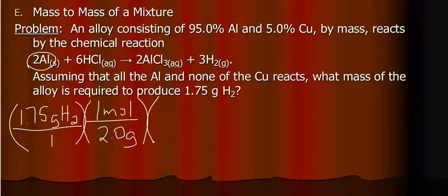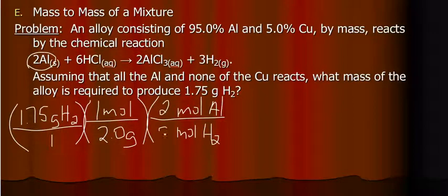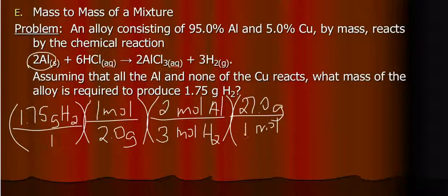Now once I get to moles of hydrogen, go back to the balanced chemical equation. I want to go from hydrogen back to, in this case, aluminum, because aluminum is the only thing that reacts in this alloy. So there's 2 moles of aluminum for every 3 moles of hydrogen. I'm going to go ahead and go to mass. So moles to grams. Periodic table mass of aluminum is 27. Okay, now I'm in grams of aluminum.